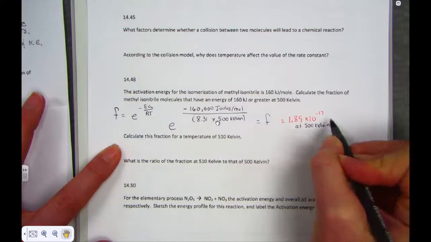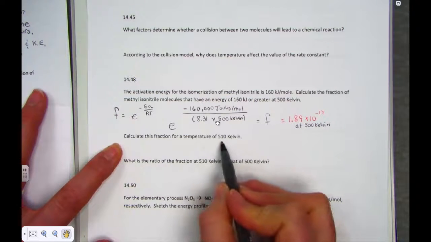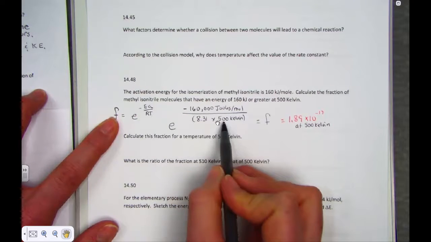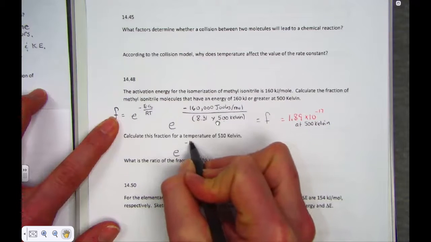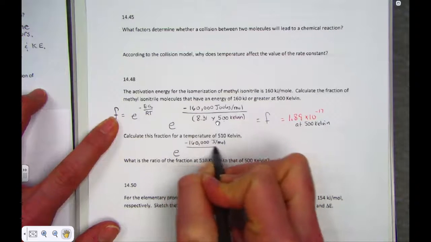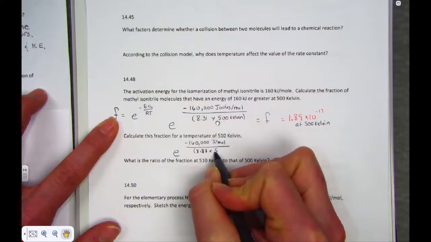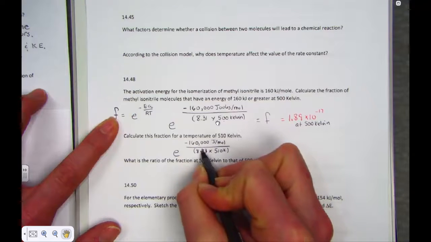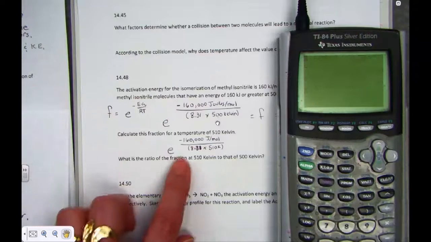But now we're going to change temperatures. Instead of running it at 500, let's calculate the mole fraction at 510 Kelvin. Same formula, but we've raised the temperature from 500 to 510. So e raised to the negative 160,000 joules per mole, set over R, 8.31, times 510 Kelvin. Let's hit the common answer, see what we find.